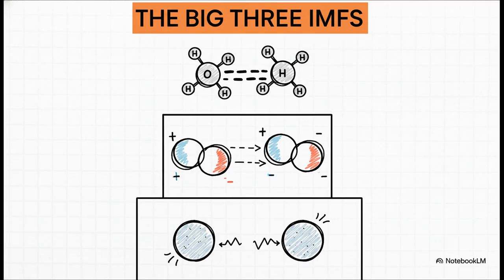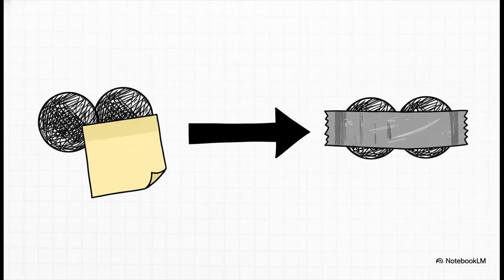A step up from that, you have dipole-dipole forces, which you find in polar molecules that have permanent positive and negative ends. And then at the top of the heap, we've got a special, souped-up version of that called hydrogen bonding. This is the big one, and it happens when hydrogen is bonded to a really electronegative atom like oxygen, nitrogen, or fluorine. So here's the bottom line, the thing you gotta remember. London dispersion is the weakest, dipole-dipole is in the middle, and hydrogen bonding is by far the strongest of these three.